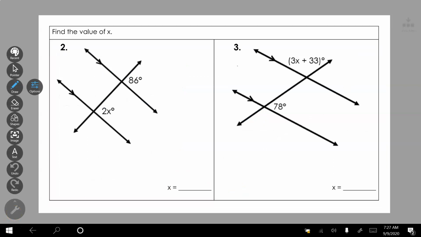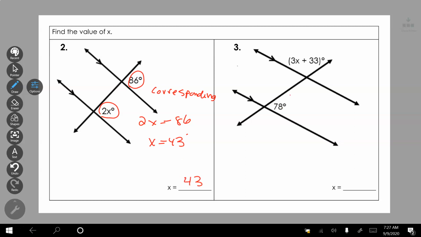So these two examples aren't too bad. This angle here and this angle here are corresponding. So 2x equals 86, so x equals 43 degrees.